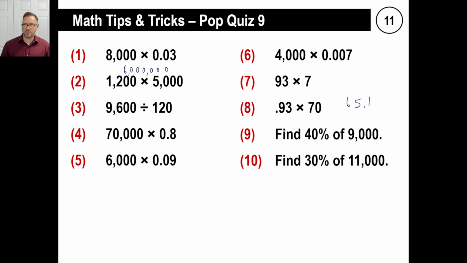40% of 9,000 just means 4 times 9, 36, 3,600, of course. 3 times 11 is 33, and then 100, of course, to make that a reasonable thing.